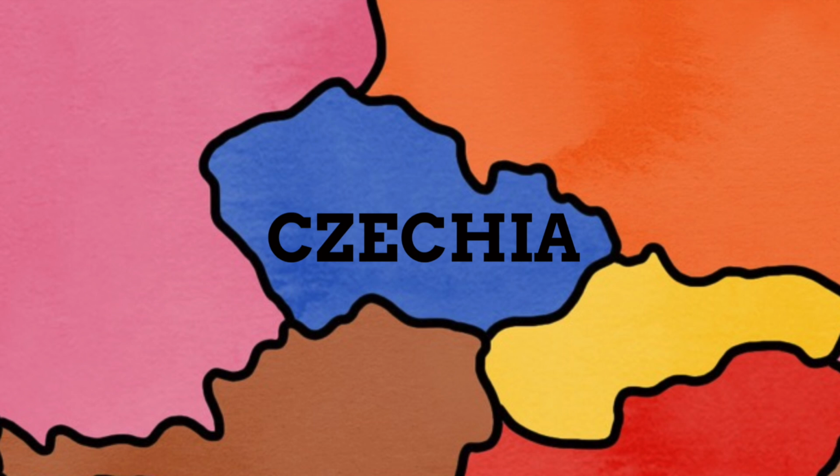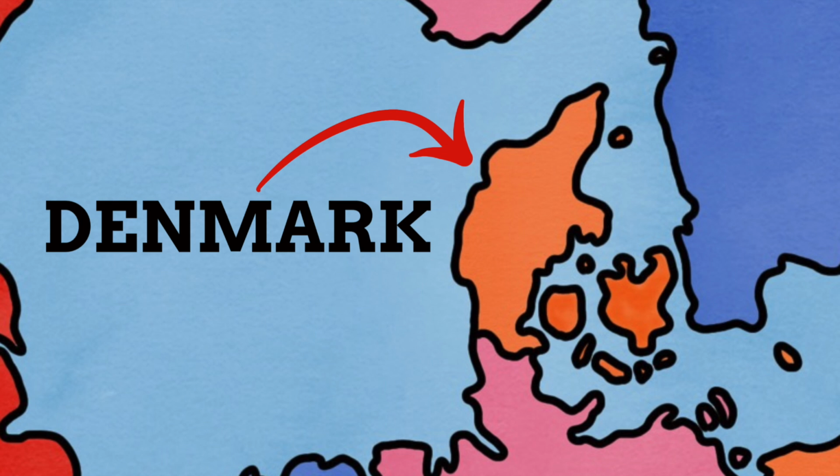simply called Czech. Denmark's name comes from the Danes who live here. However, the latter part of this name, Mark, is a Danish word meaning border. It literally means the land bordered by the Danes.